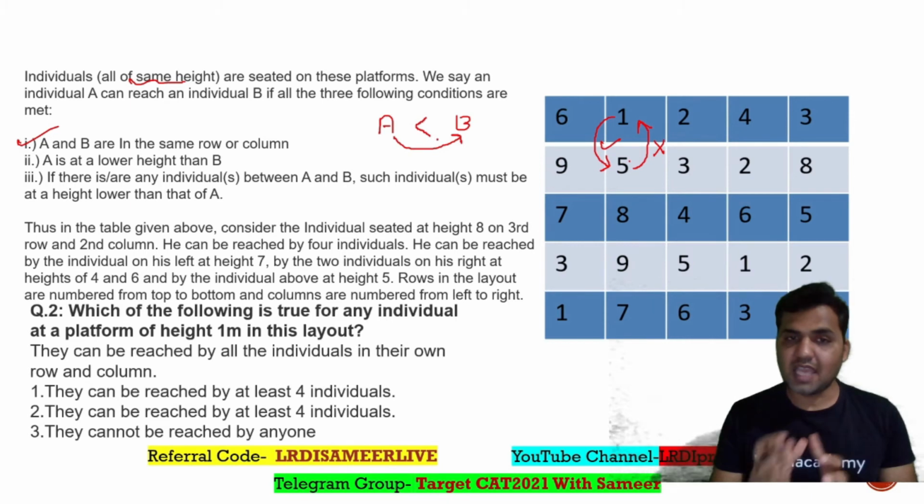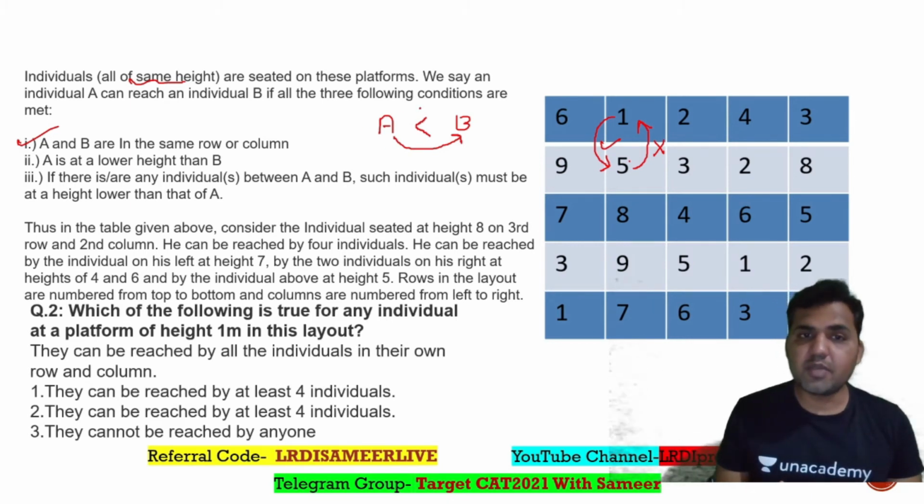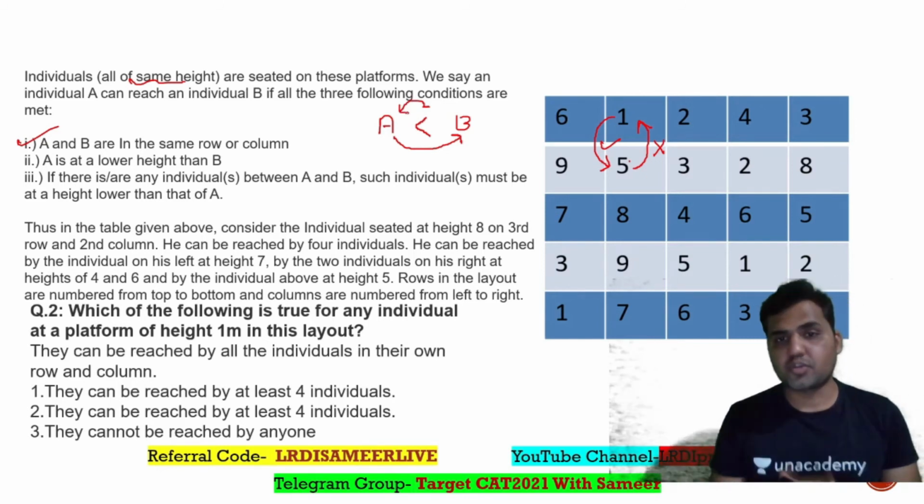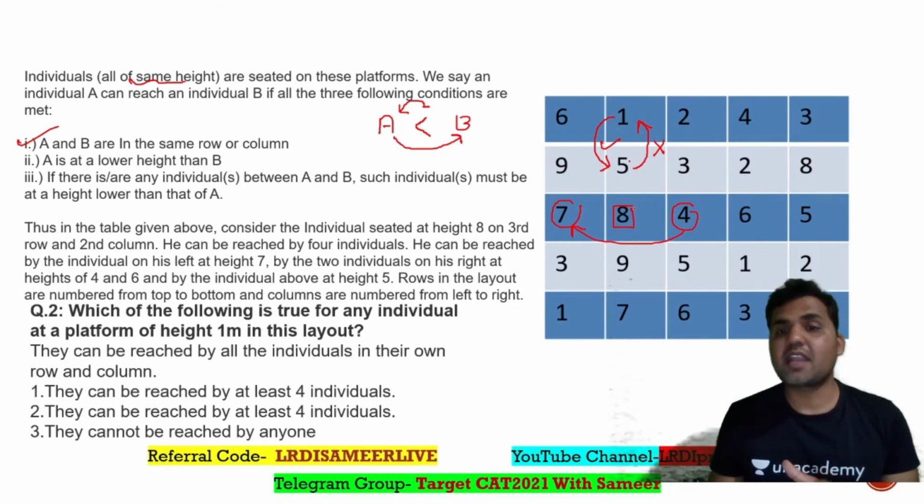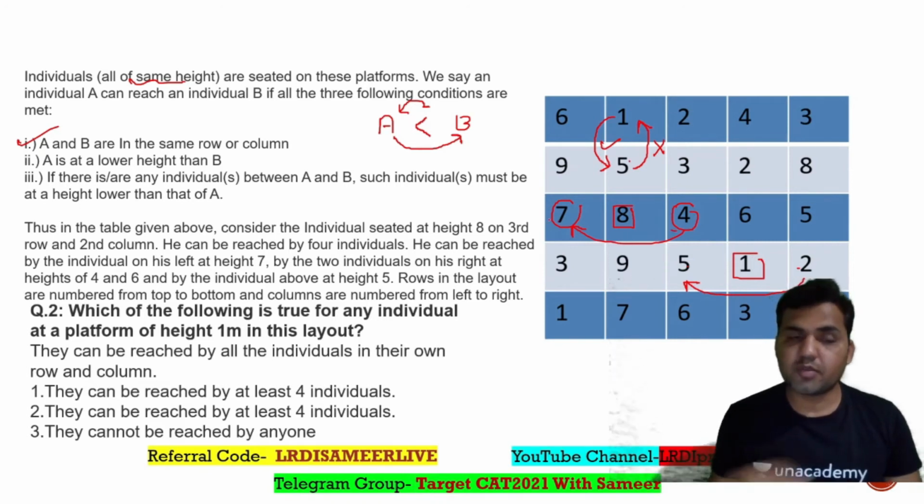And if there is any particular individual between A and B, the height of that person should be less than A if A wants to approach B. For example, if 4 wants to approach 7, it's not possible because the height of the person between 4 and 7, that is 8, is more than 4. But if you see that 2 can approach 5 easily, because the platform which is present between 5 and 2 is of lower height as compared to 2. So 2 can approach 5, but here 4 cannot approach 7, right?